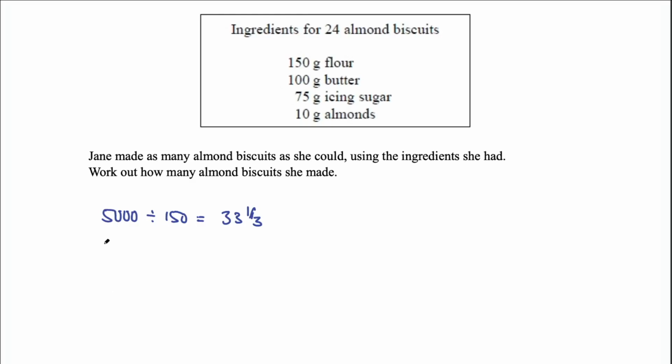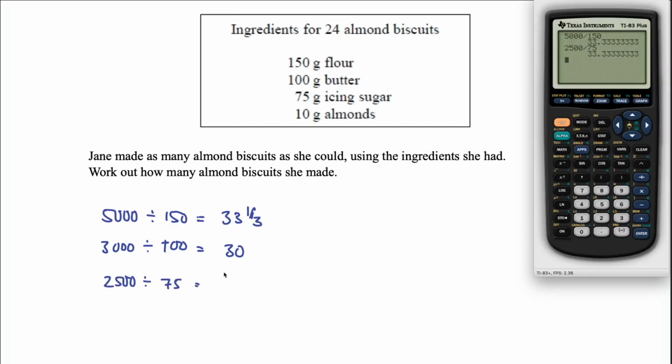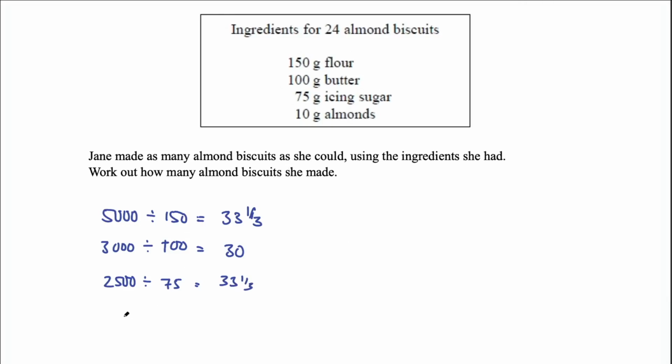What about with the butter? We had 3,000 grams. Divide that by 100 grams. Well, 3,000 divided by 100 is 30. So 30 batches with the butter. Then the icing sugar, we had 2,500 grams divided by 75. That's going to be 33 1/3 again for the icing sugar. And then the almonds, that was 320 grams divided by 10 for each batch. That would be 32.